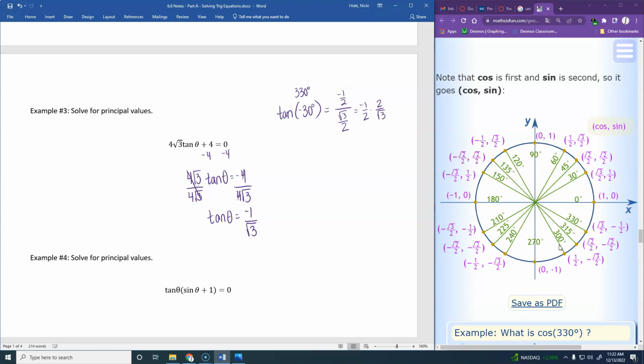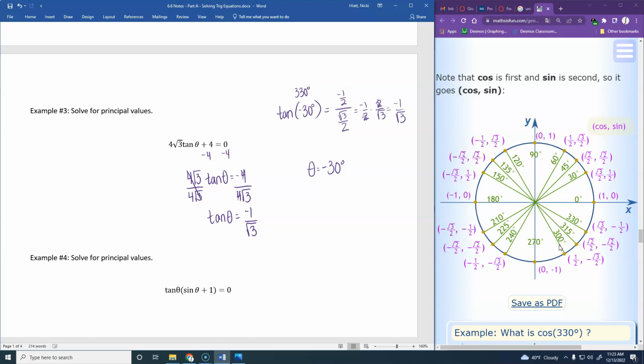Flip the second and multiply. What will happen with these 2's right here? They cancel out. I get negative 1 over the square root of 3, which is what I have over here. So theta will equal negative 30 degrees. If that didn't work, I'd go check negative 60, because that would probably be the answer. Yes? Okay, so with our tan theta equals negative 1 over the square root of 3, we don't have to rationalize that.